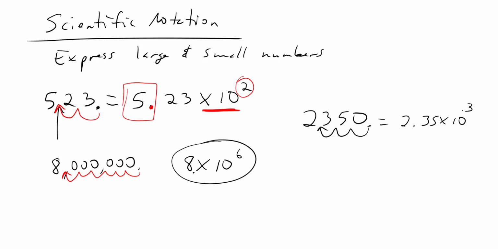Basically what you're doing, if you want to look at it one way, because I'm going to do small numbers as well, is making this number smaller. I'm going from 2,350 to 2.35, so I'm making it smaller. I'm balancing that out by making the exponent larger. All right, so that's a big number put in scientific notation. Let's do a smaller number now. So these are small numbers.